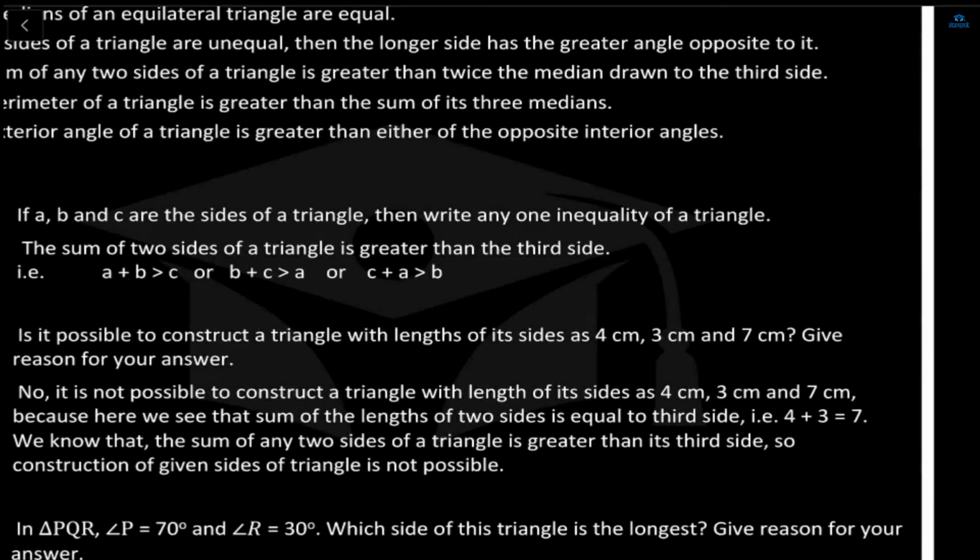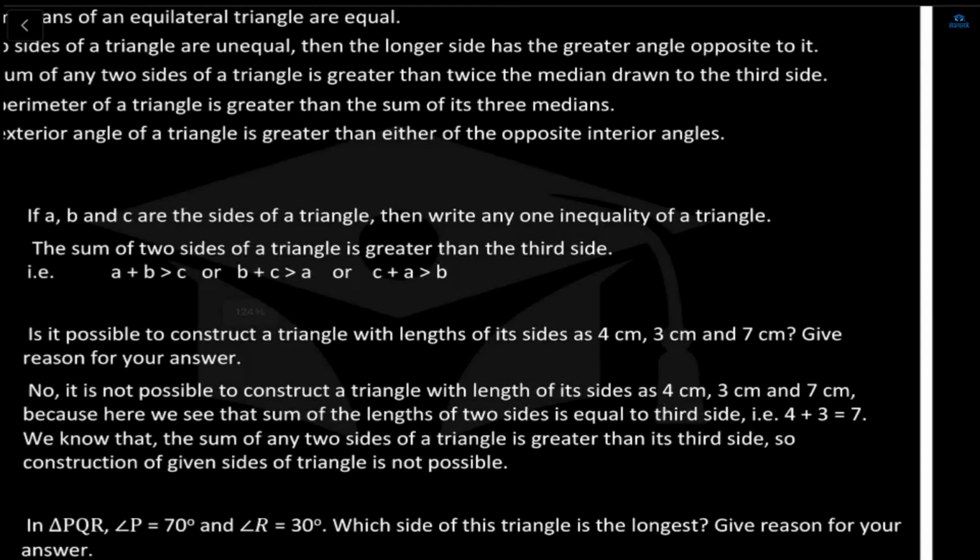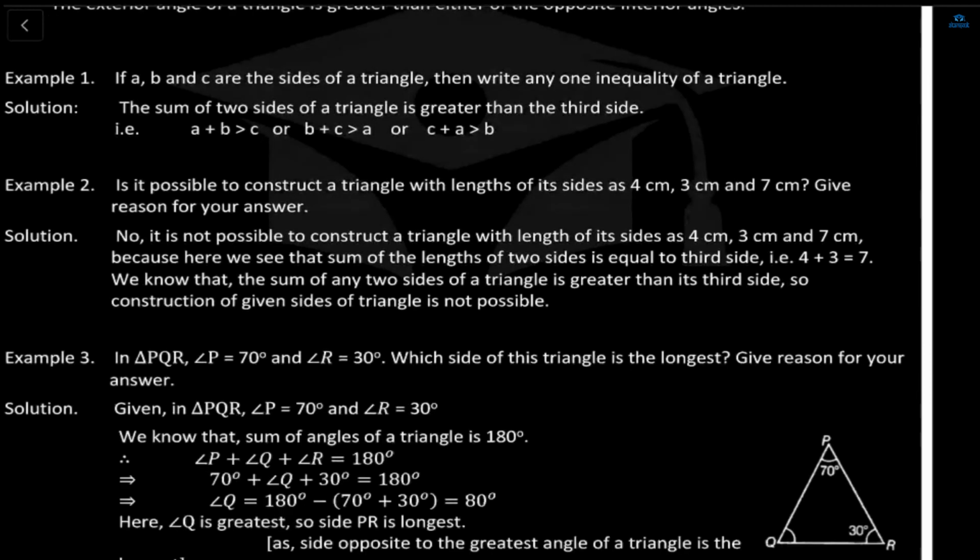Why, Arham? Because the sum of the two smaller sides is equal to the largest side. Yeah, because if you add 4 and 3, it is equal to 7, but it should be greater than 7. But we have got equal to 7, so it is not possible. Very good, Arham and Adrika. So this is not possible. These types of questions you can get for 1 mark: is it possible to construct a triangle or not?